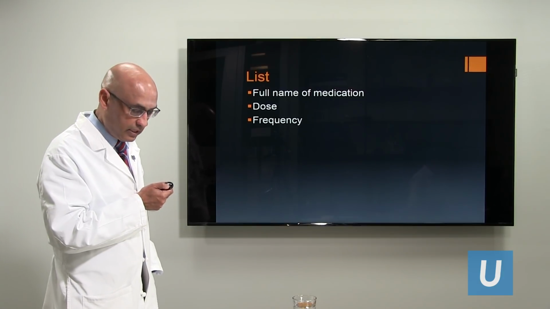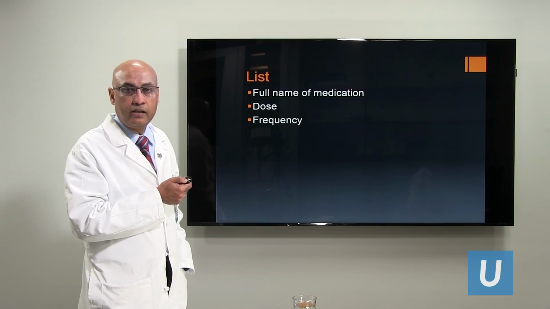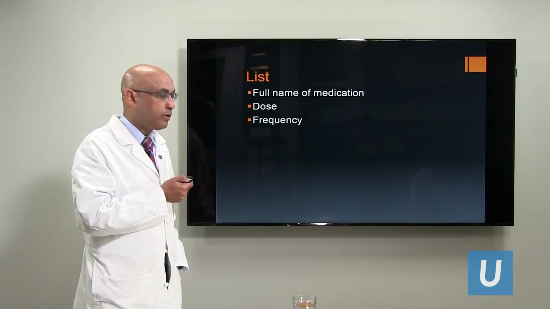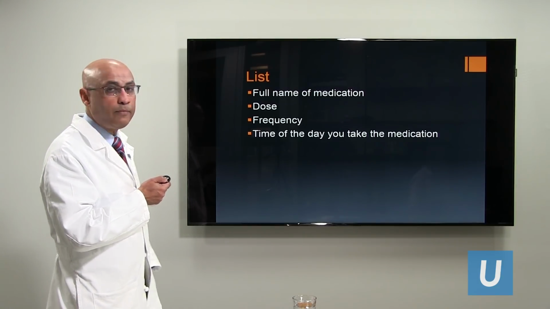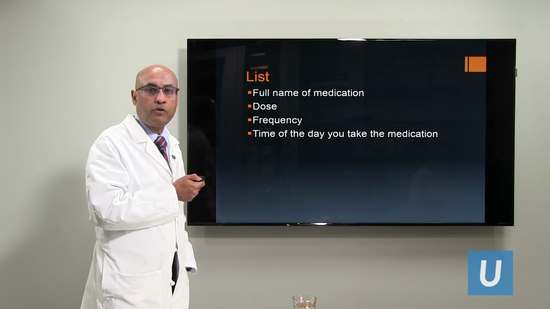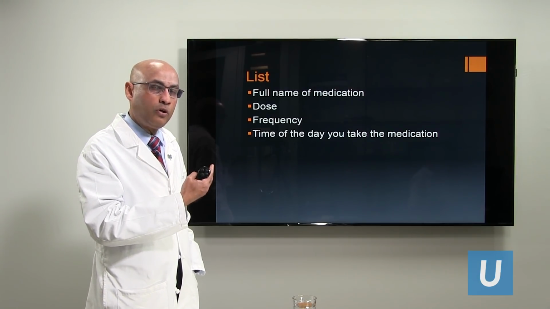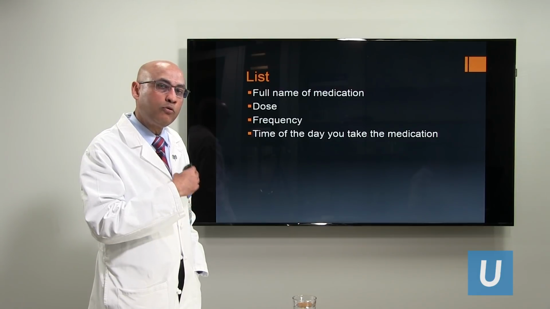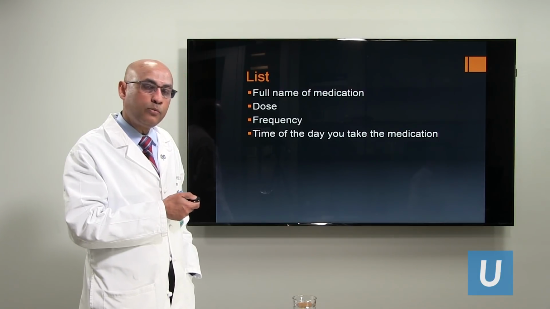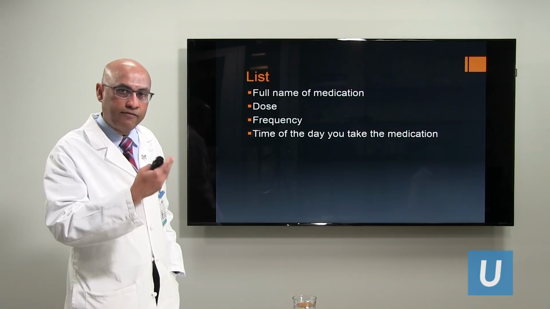The exact frequency: do you take it once a day, twice a day, 3 times a day? That's also very important. The time of the day is also important, especially for drugs like those we use to treat blood pressure. Because when we treat blood pressure, or most of the disease states, we want 24-hour coverage. So it's not just that we take it in the morning or in the afternoon or the evening.